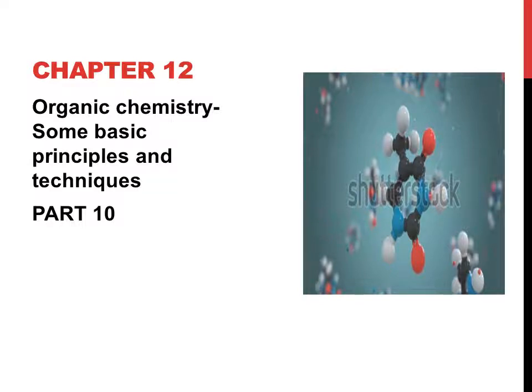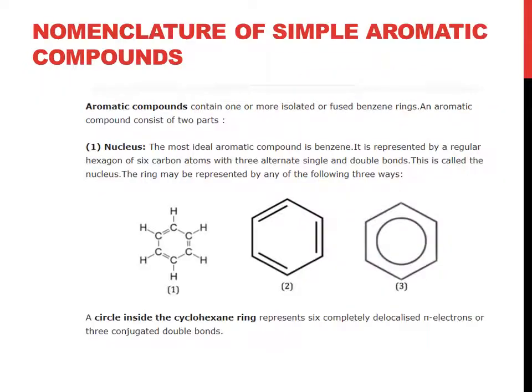Hello, let us start with 10th part of chapter 12. Nomenclature of simple aromatic compounds. What are aromatic compounds? Aromatic compounds contain one or more isolated or fused benzene rings. An aromatic compound consists of two parts.